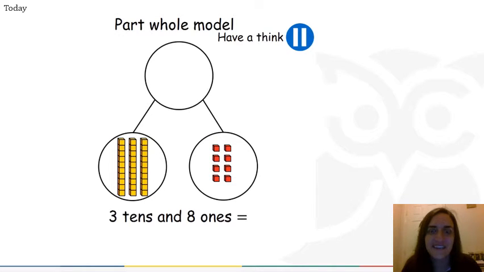We've got 3 tens, 10, 20, 30, and we've got 8 ones. Add together 30 and 8 more ones. What do we get? 38. Wow, so 38 is our whole. 3 tens and 8 ones is equal to 38. Wow, you are doing amazingly today.